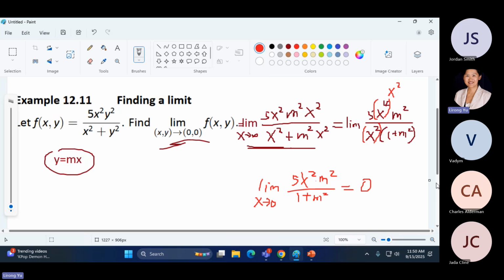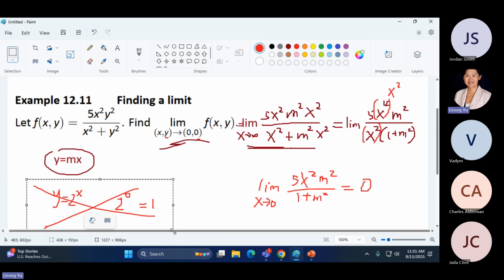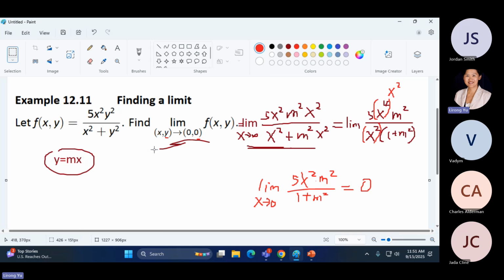You can also try other paths as long as you're allowing y approaching 0. For example, I cannot choose a path y equal to 2 to the power x, because if x approaching 0, y approaching 1. We don't want y to go to 1, we want y to go to 0. So that obviously is not a good path to choose. You can choose any other path where y is also approaching 0. For example, we can try the earlier example. You can make y cosine x.